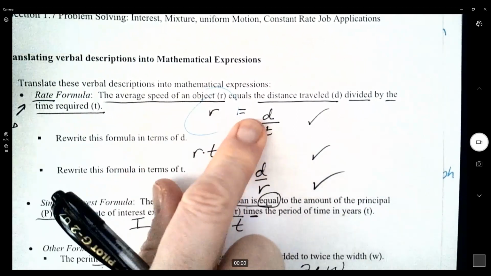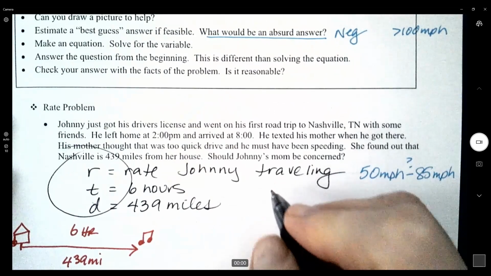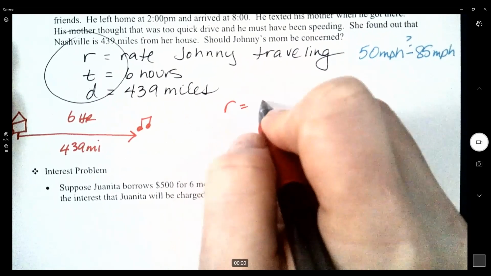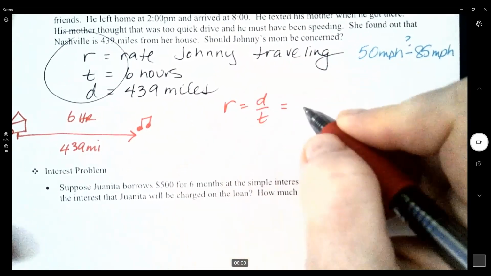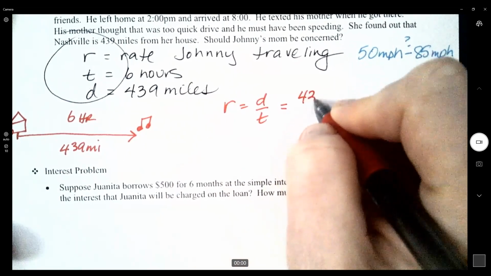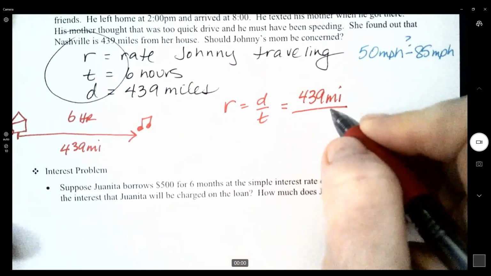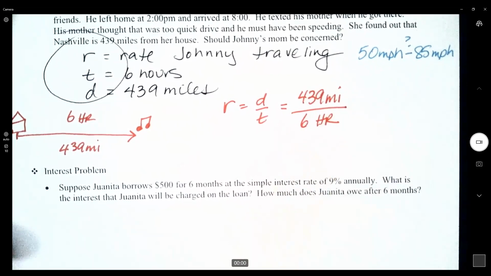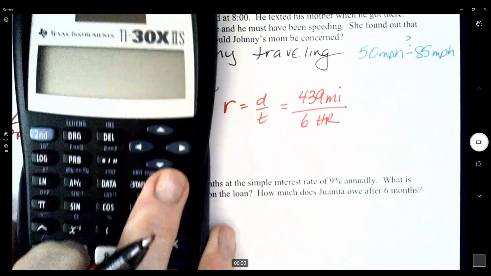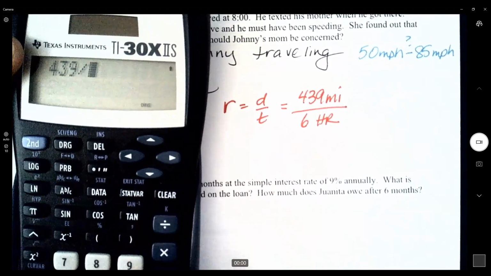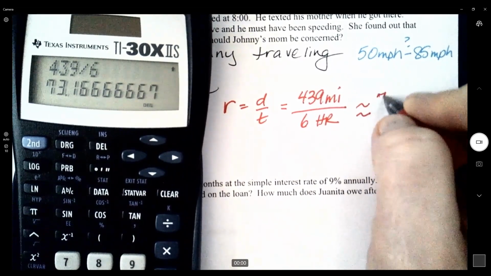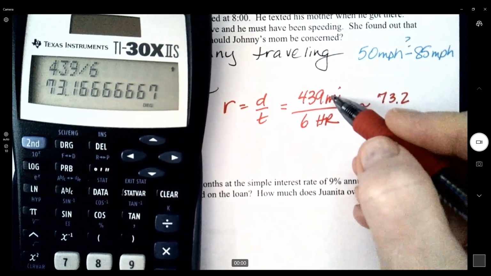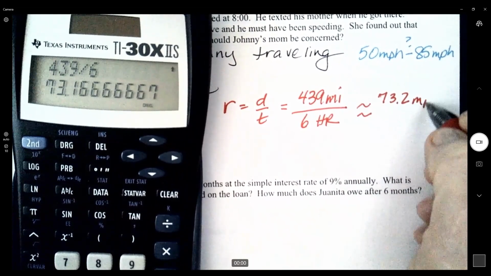So I'm going to use r equals d divided by t. So we have down here r equals d divided by t. So in this case, d is 439 miles and t is 6 hours. Now, if I divide those in my calculator, I get approximately 73.2 miles per hour.